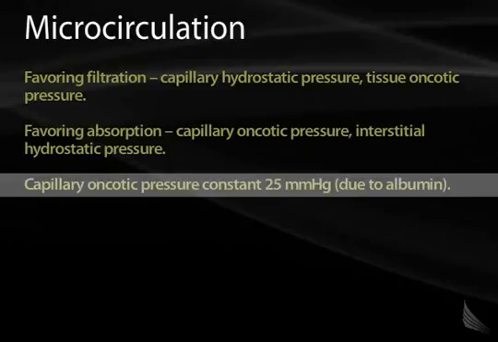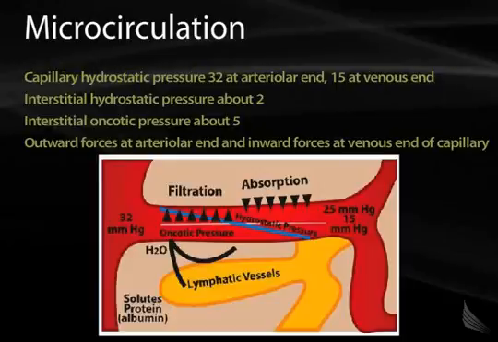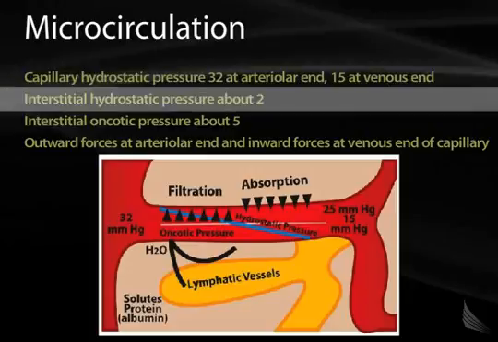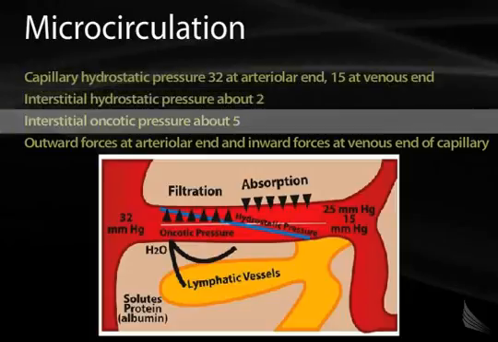Normally, capillary oncotic pressure is constant at 25 millimeters of mercury due to a constant level of albumin in most healthy patients. The capillary hydrostatic pressure is usually approximately 32 millimeters of mercury at the arteriolar end and 15 millimeters of mercury at the venous end. The interstitial hydrostatic pressure is usually around 2 millimeters of mercury, and the interstitial oncotic pressure is usually low, around 5 millimeters of mercury.